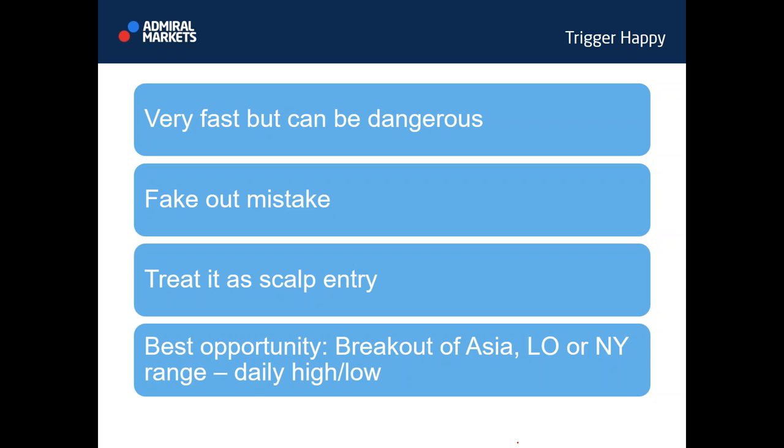But if it makes another trigger happy trade in a couple of minutes, that means you didn't pick up the timing. But it's not your fault, guys, because you are not here to move the market. You are here to follow the big fish. You don't move the market. Okay, so treat it as a scalp entry, and usually the best opportunities are breakouts of the Asia, London, New York range, and/or the daily high and low.